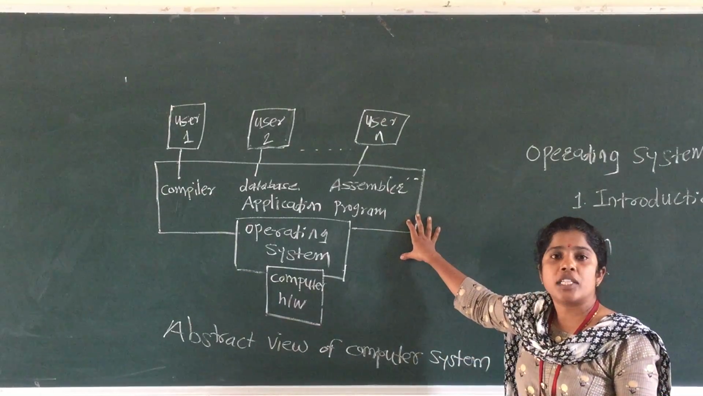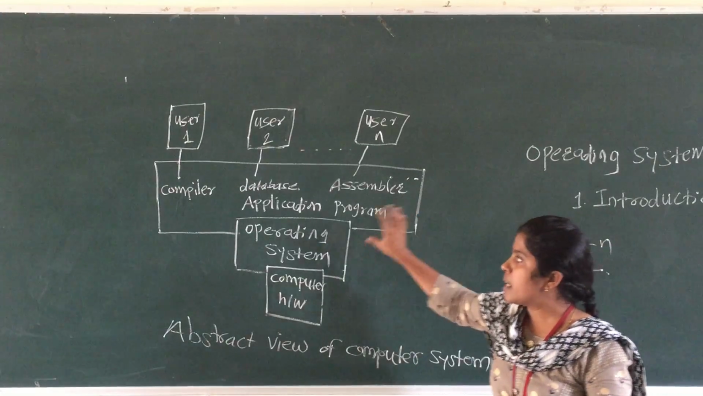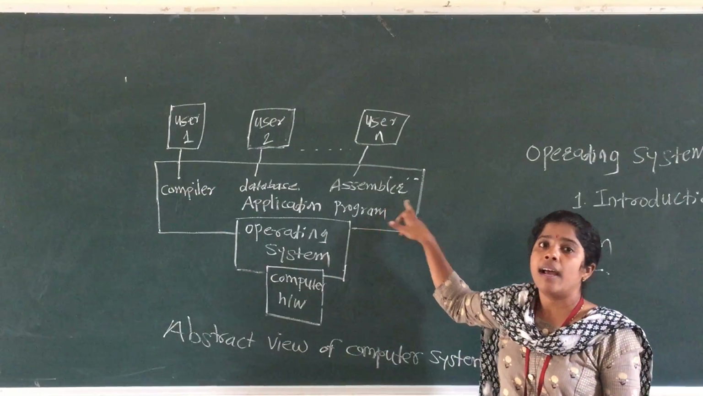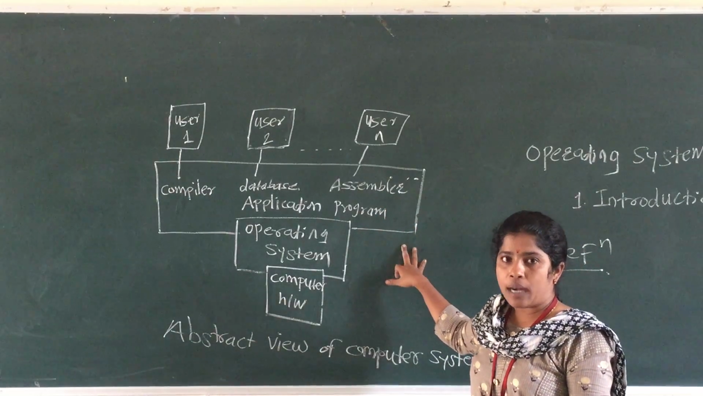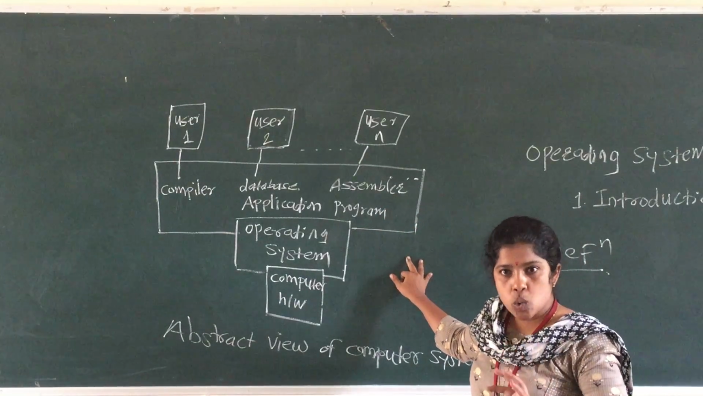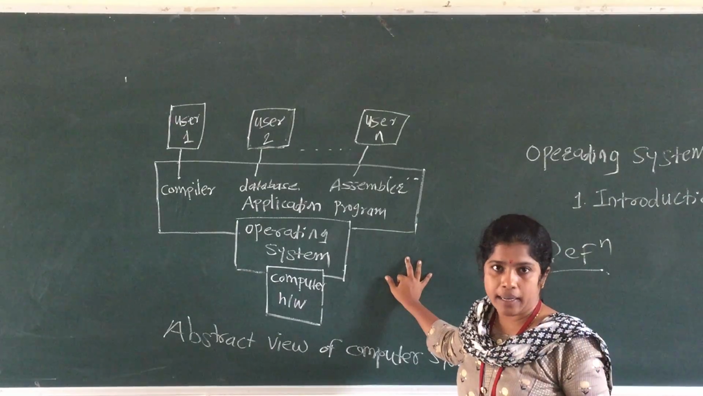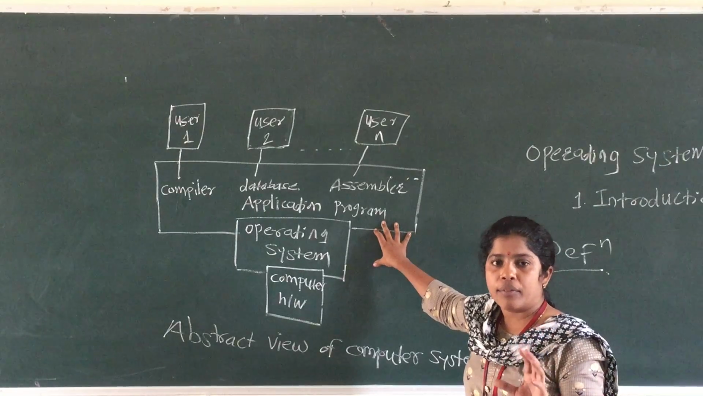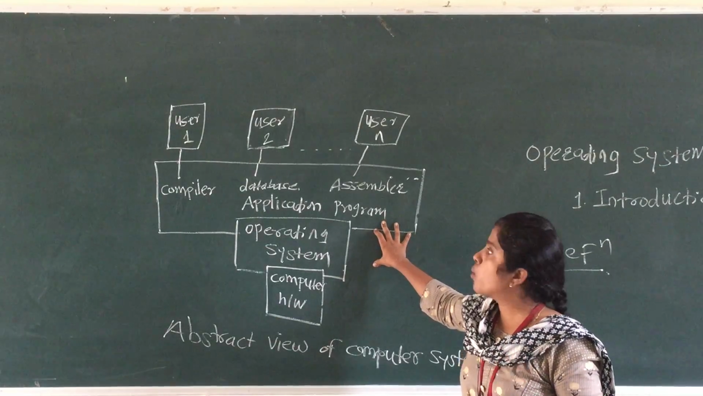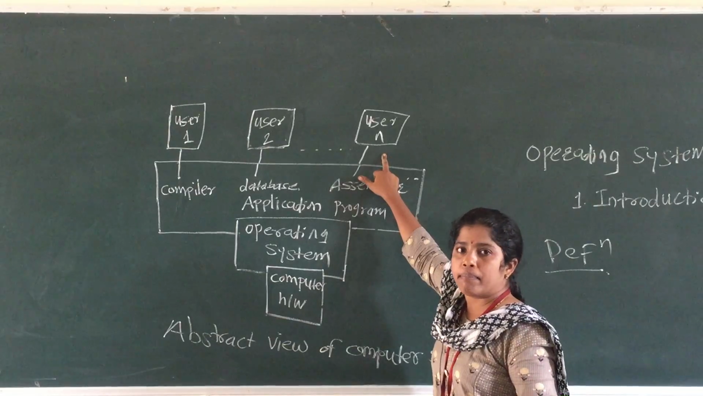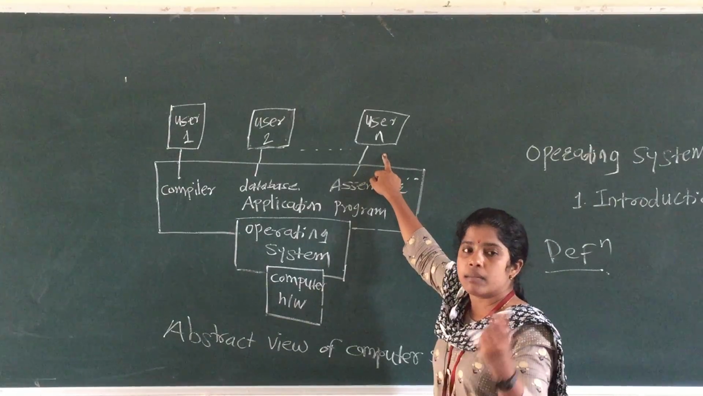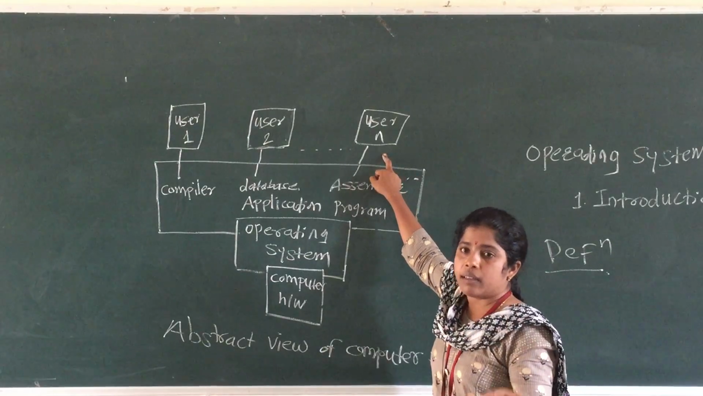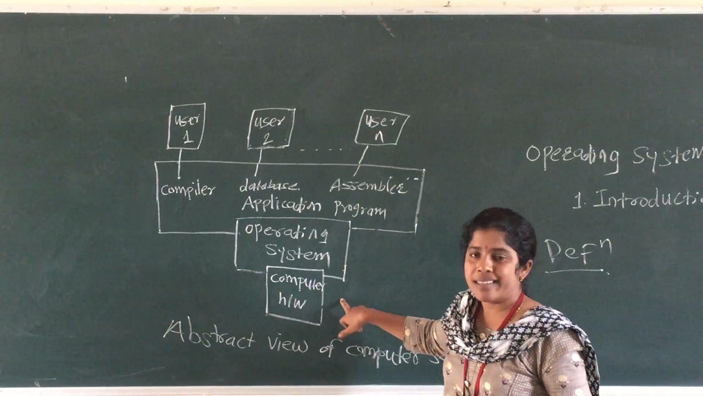Next, the application program. The application programs are nothing but what? Compiler, database, spreadsheet, assembler, etc. So the application program is a program that is used to solve the user's query, right? The application program is used to solve the different types of user queries, and the third part is the users, that is you people, who are going to send their queries to the computer system.